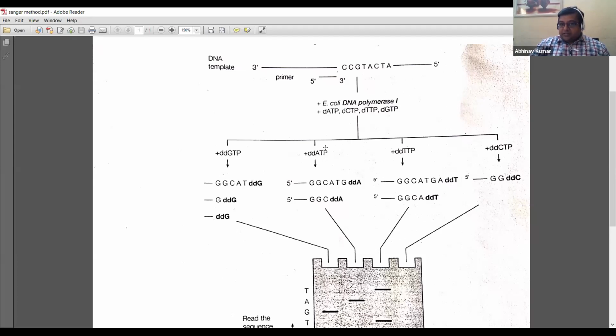Likewise, this is a ddATP terminator. You can see where it is. Here is the A. Fine. So here this reaction stops. ddTTP. This is T. So the reaction will stop here. Fine. And the last one is ddCTP. The reaction will stop here.